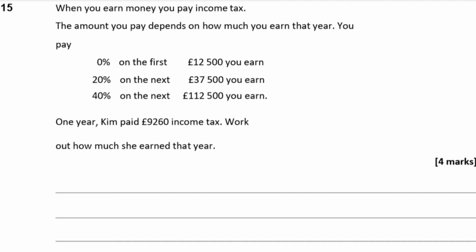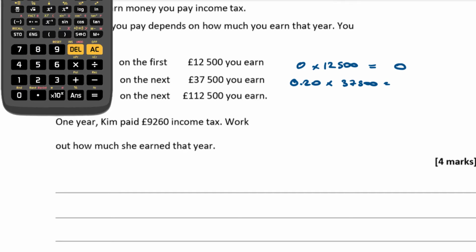Okay. Right. So now, obviously, if you're paying 0% on £12,500, then you're going to pay nothing at all, are you? So 0 times 12,500 comes out to be 0, obviously. 20% of 37,500, so the most you can pay in that standard rate of tax is going to be 0.2, 20% written as a decimal, times 37,500. What does that come out to be?